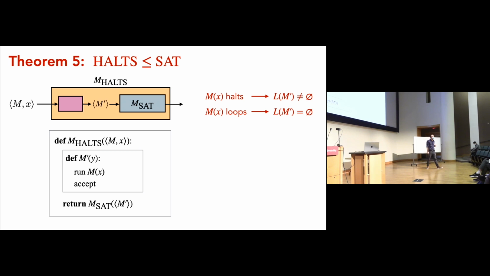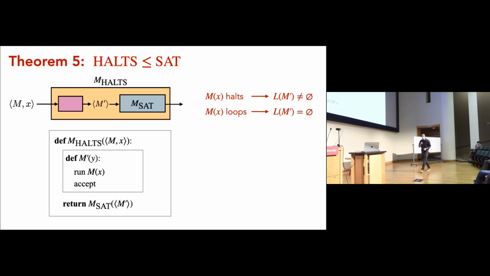Where's the M prime that's returned being produced in this function? The M prime is this. Let me make this comment here. What M halts is doing is merely creating the string representation of M prime. It's not running M prime. It's not running M of x, therefore. It's just creating the string. Like imagine in Python you write this function, right? So you're just creating the string.